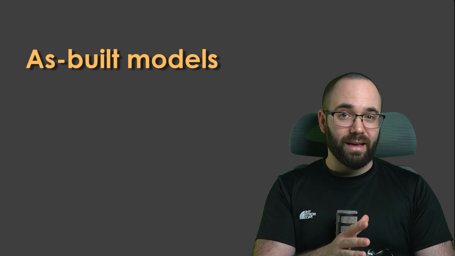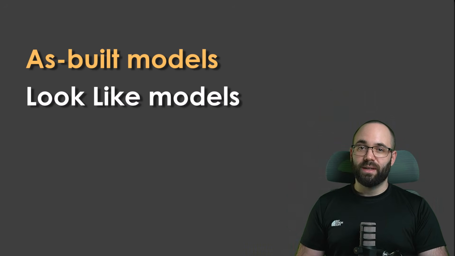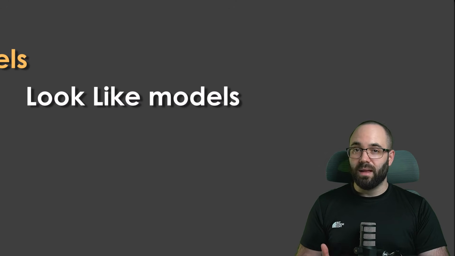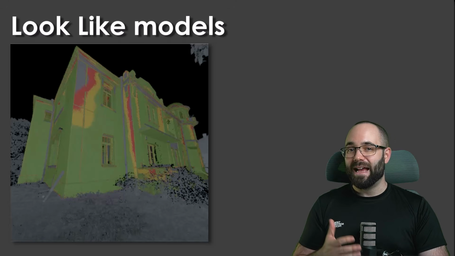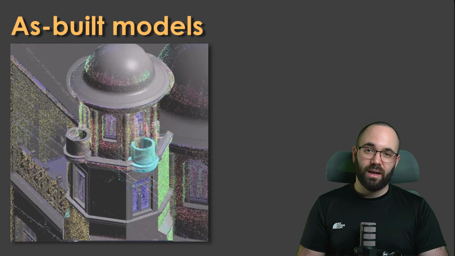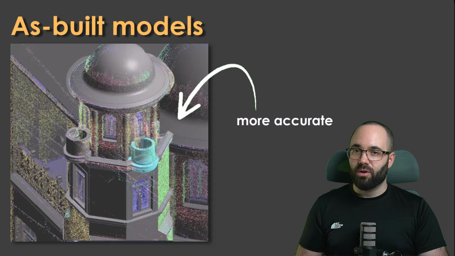When it comes to the end result, we have two types of scan to BIM projects: as-built models and look-like models. The main difference between these two can be derived from their names, that is, the level of detail and accuracy. Look-like models will simplify geometry to make it clear, whereas as-built will have more polygons and often look messier, but it will be much more accurate.